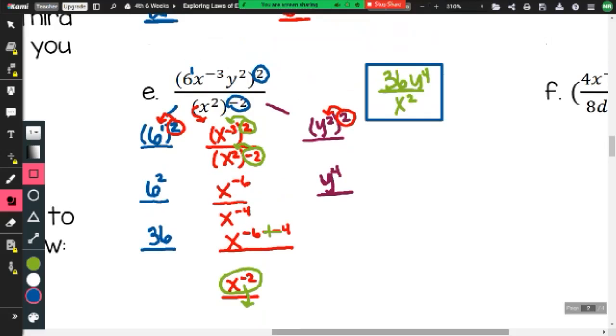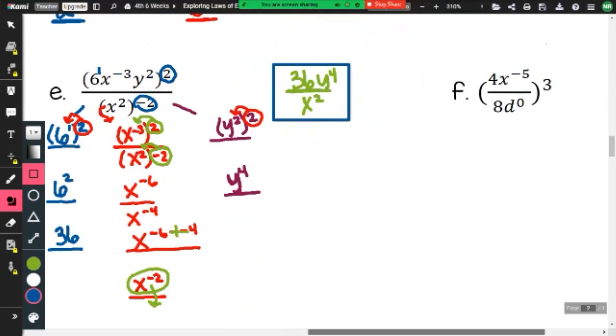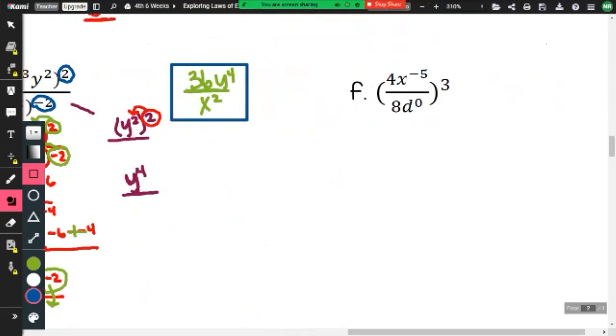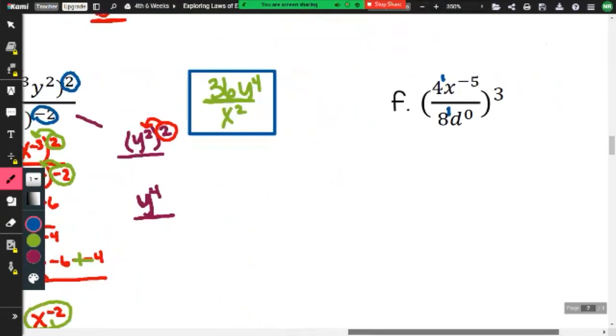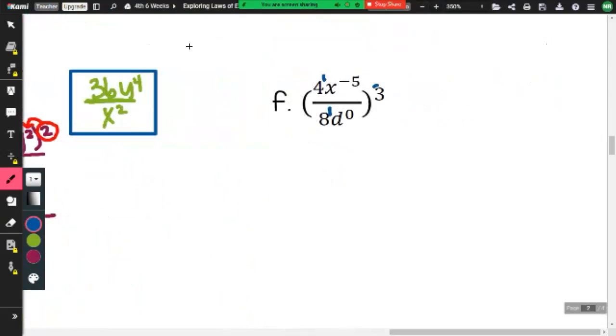Questions? Last one, very, very last one. Okay, here we go. Make sure everything in the parentheses has a what? Exponent. Which ones are missing exponents? 4 and 8. So put a 1 and 1. Also make sure or double check to see if what has an exponent? The outside of the parentheses. How many groups?